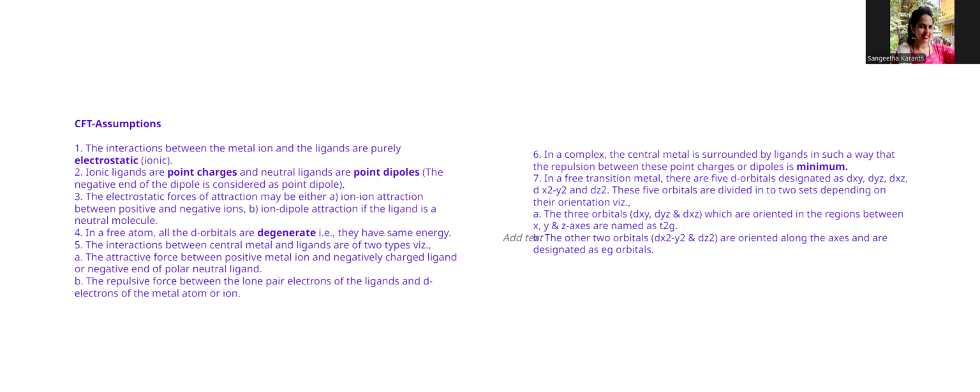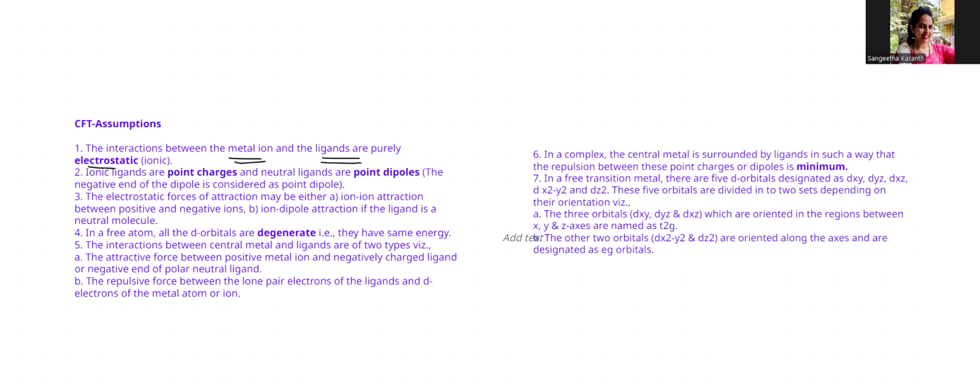What are the assumptions that are considered in this CFT? So, first of all, according to the CFT, what they are telling is about the interactions. As I already told, we are considering the interactions between the electrons present in the d orbitals as well as the electrons of the ligands. Here, they are considering the interactions between the metal ion and the ligands as purely electrostatic. So, this was the assumption made in the beginning. And later, of course, it was modified. But first, let us understand the assumptions that were made in the beginning.